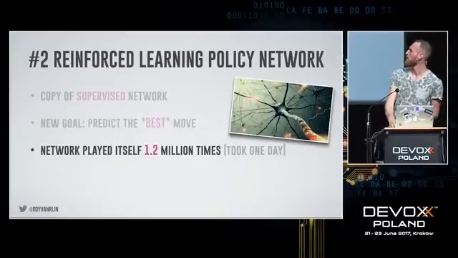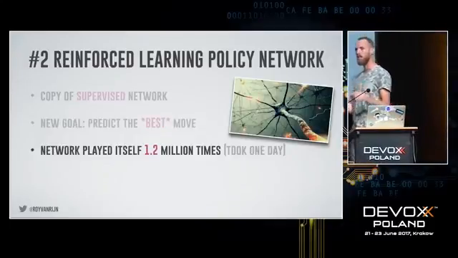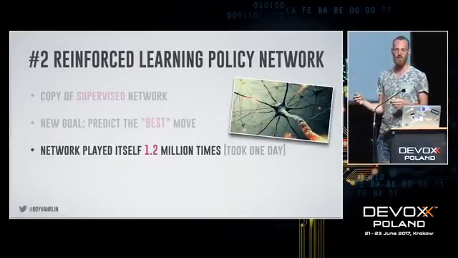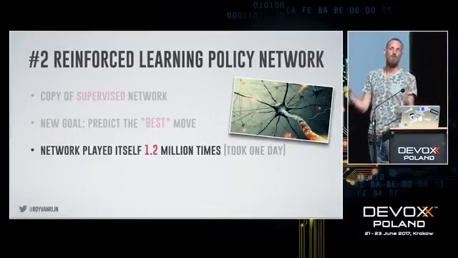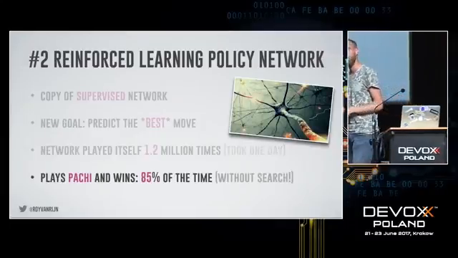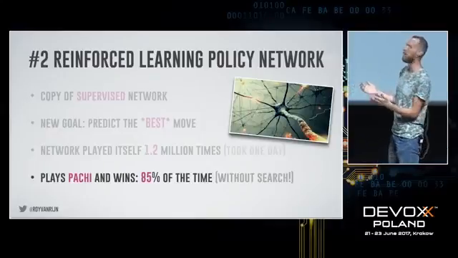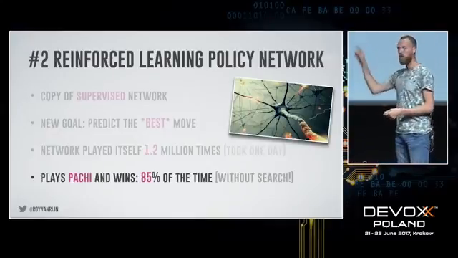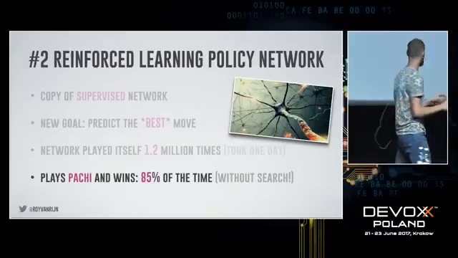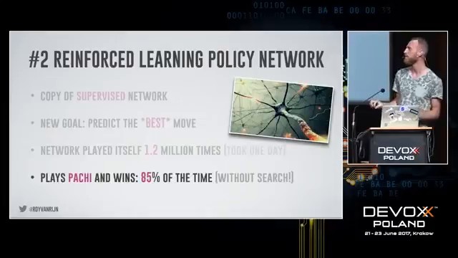So how did it do that? It played itself 1.2 million times. And with each time, it would update the neural network to pick the better move. Then they took Pachi. Pachi is a Go game AI, and it's not very good, but it's okay. And this network alone, without any search yet, would win 85% of the time.